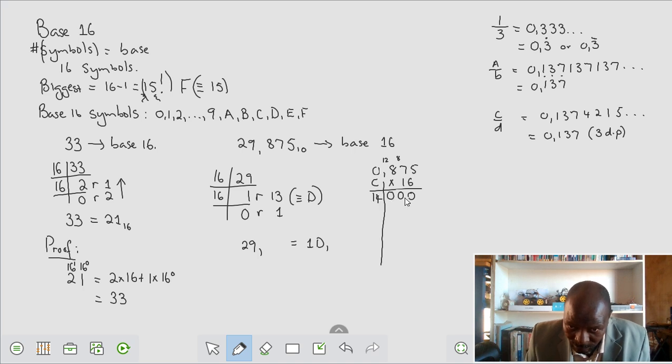Now, we kept our 3 decimal places, all zeros, we are lucky, and this 14 here is actually equivalent to, we'll take this down, but remember that the 14 is actually equivalent to what? To our E. So our answer here is 0.875. The decimal part is equivalent to 0.E. So our base is 16. Right.